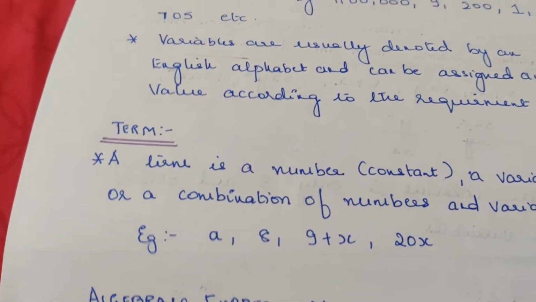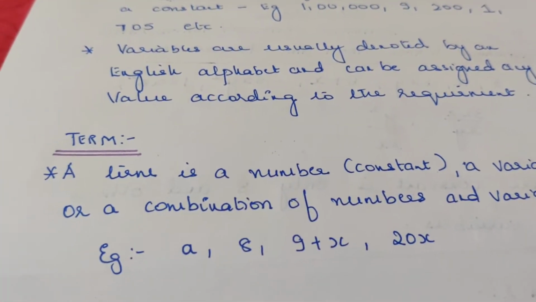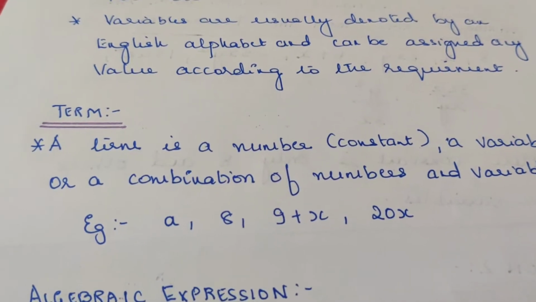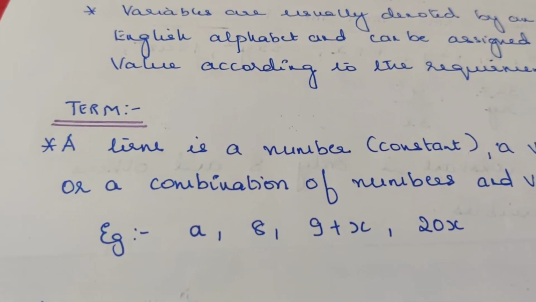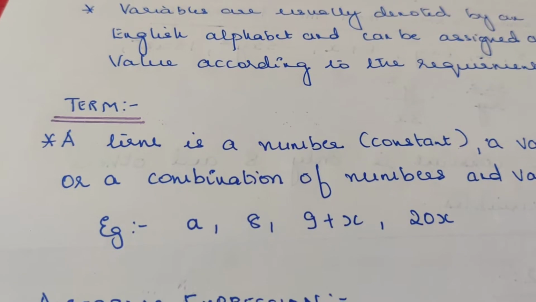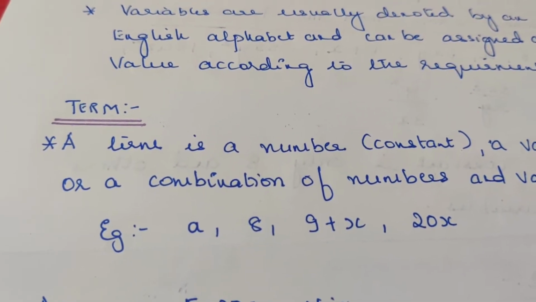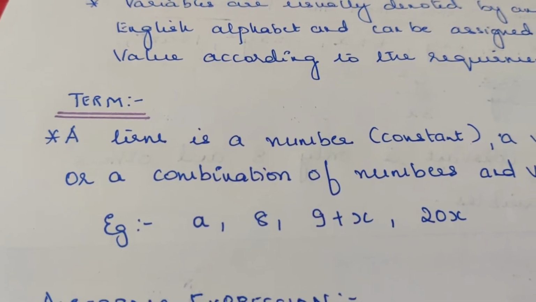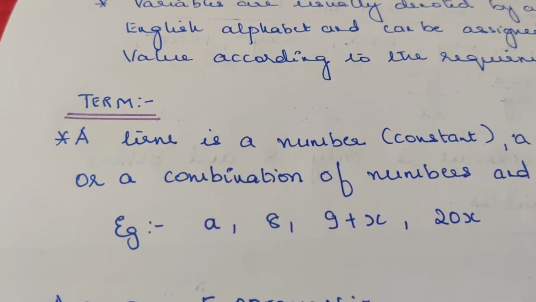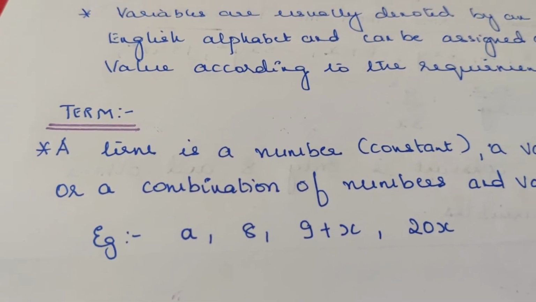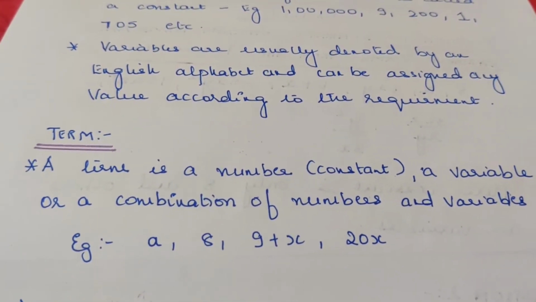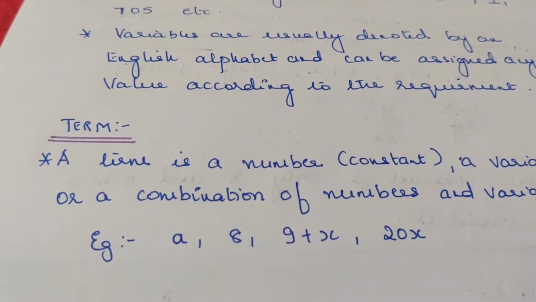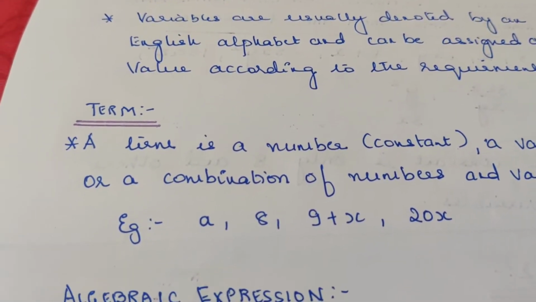Now let's go to a term. A term is a number or a constant, a variable, or a combination of a number and a variable. So for example, a is a variable. 8 is a constant. 9 plus x is a combination of a number and a variable. 20x is a combination of a number and a variable. As and when we do lots of exercises in this particular chapter, you will get to know the idea of the terminologies that I am using here.